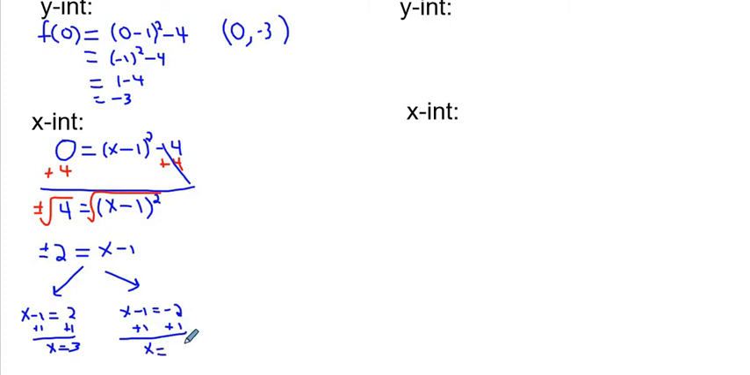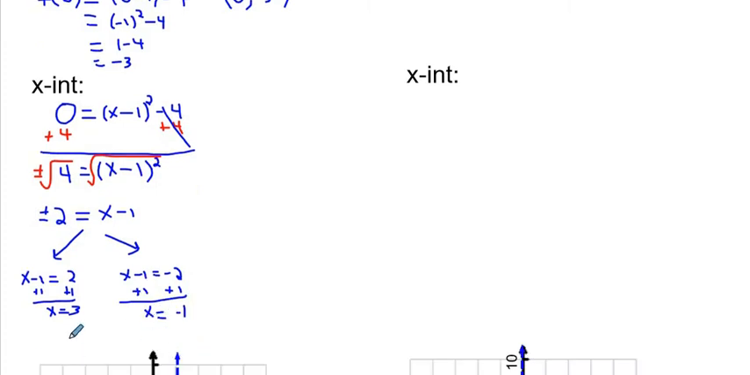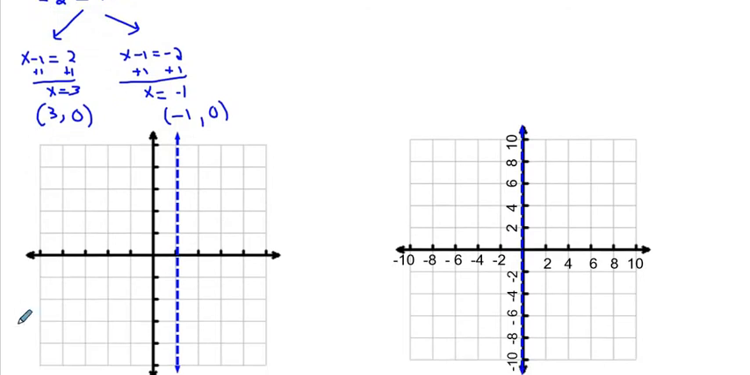Keep in mind, on an assessment, these would be marked off by a point. They are x-intercepts now. So this is 3, 0, and this is negative 1, 0. That's very important moving from this point on in Algebra 2 to write things in the correct format. So let's put all this together. Let's take a look at the graph.